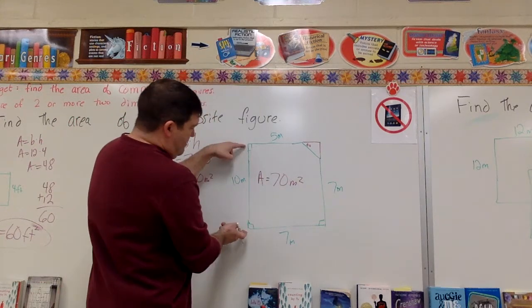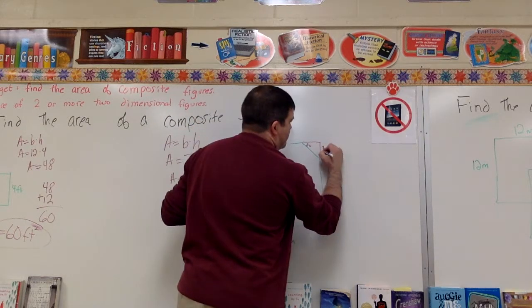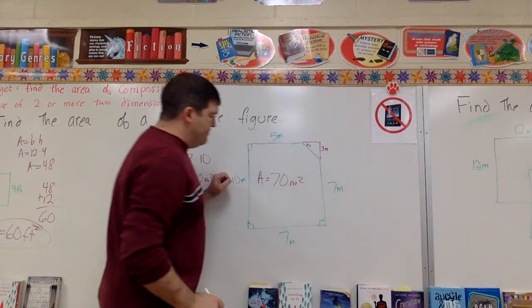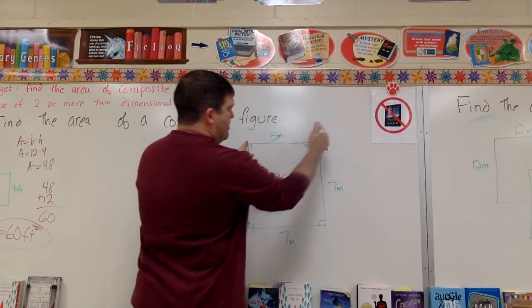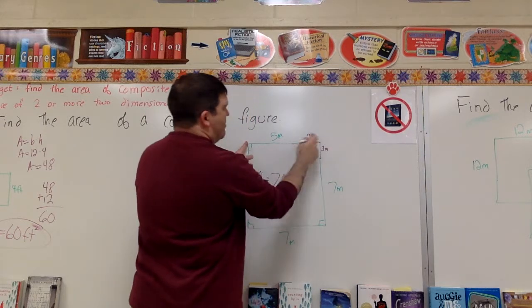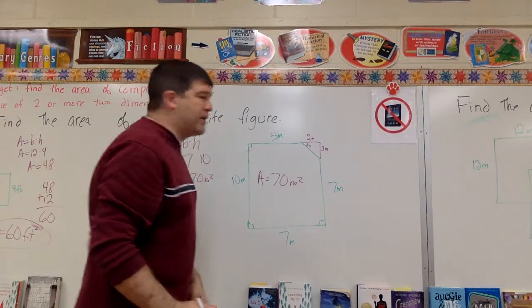So I know this is 10. This is 10 here. This is 7. So this must be 3, okay? This is 7 all the way across here. 5 plus 2 would give me my 7. Okay? Just a little figuring.